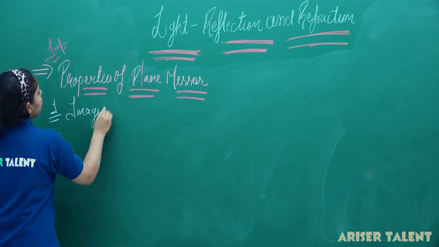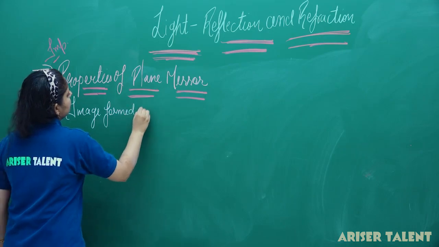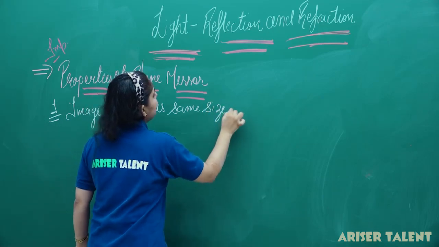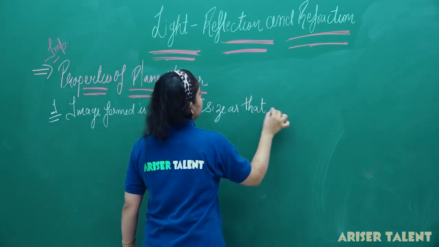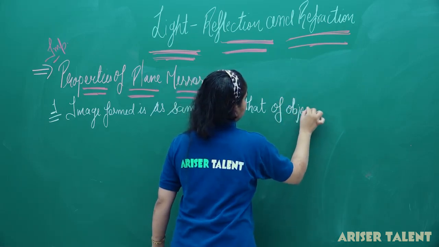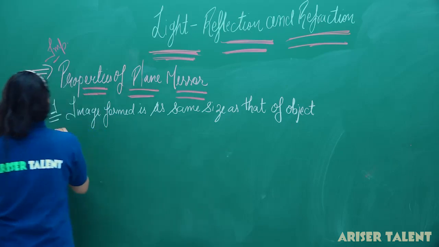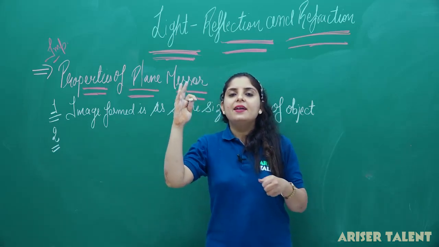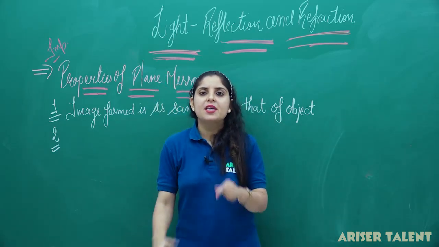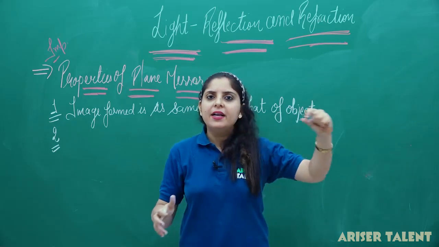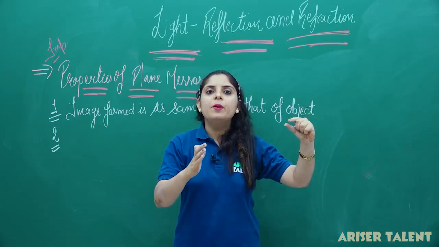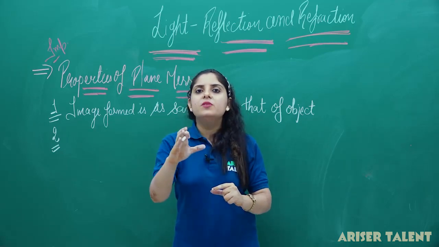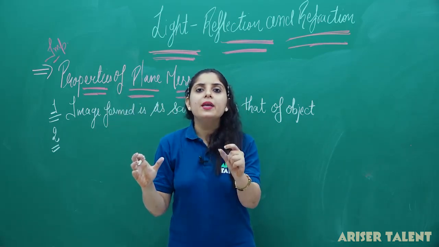Image formed is of the same size as that of the object. Second point, you can see that the image formed is at the same exact distance where the object is placed. If you are placing the object 5 centimeter away from the mirror, then the image will be formed exactly behind the mirror at the distance of 5 centimeter. It means the distance of the object and the distance of the image will be exactly the same.